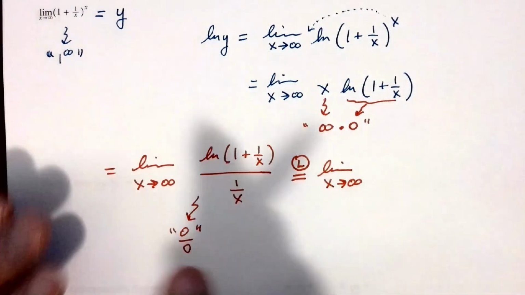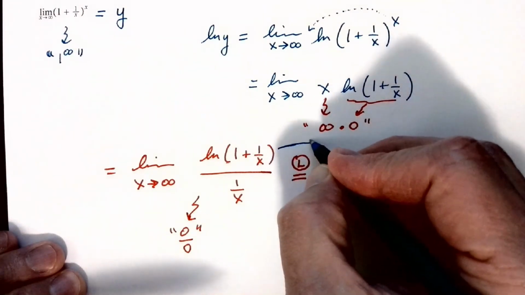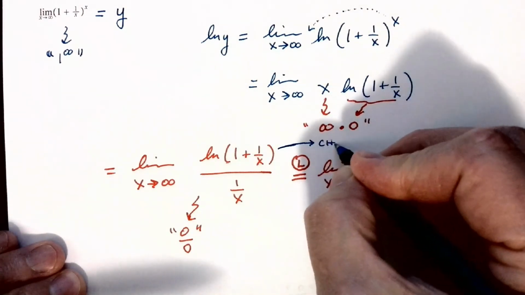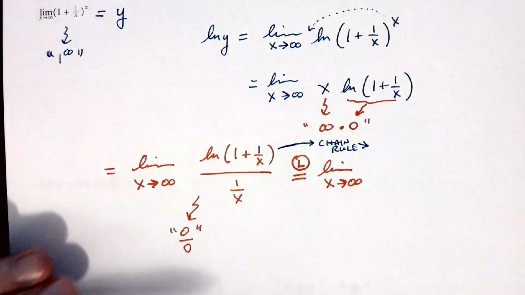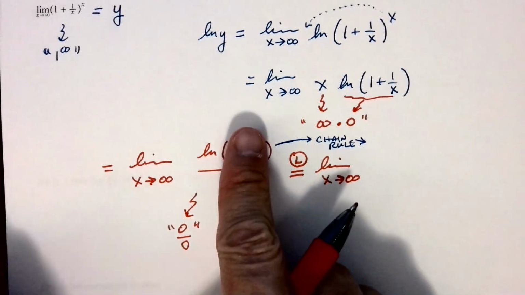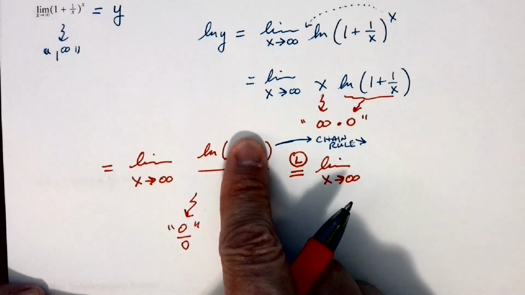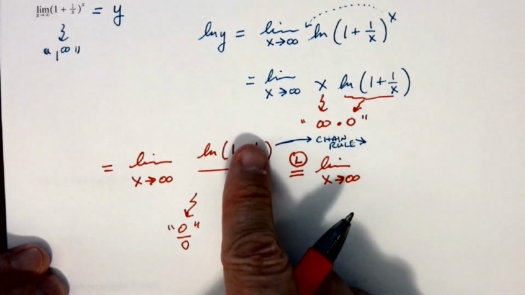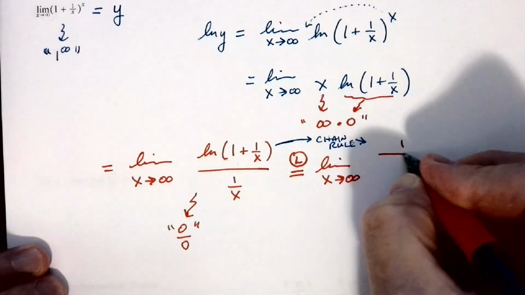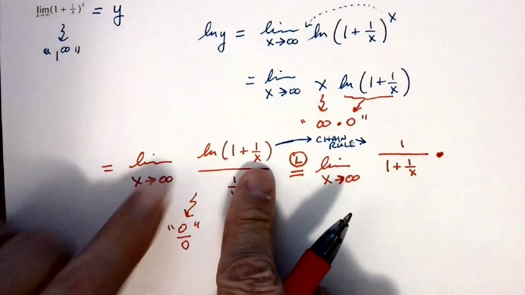Alright, now up top, what do I have to use here? What's the derivative of natural log of 1 plus 1 over x? Well, that's the chain rule, right? Outer function, natural log. Inner function, 1 plus 1 over x. What's the derivative of the outer function? Natural log of u is what? 1 over u. And what is u, the inner function? 1 plus 1 over x. So it's 1 over 1 plus 1 over x times what? What's the derivative of the inner function?